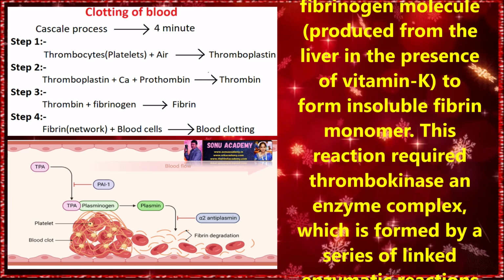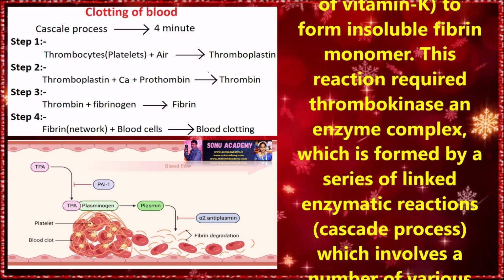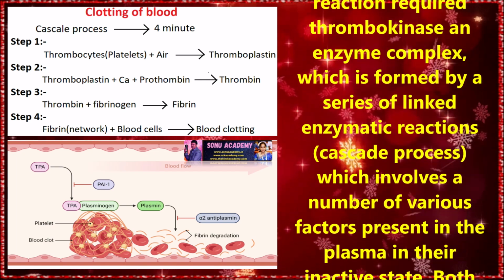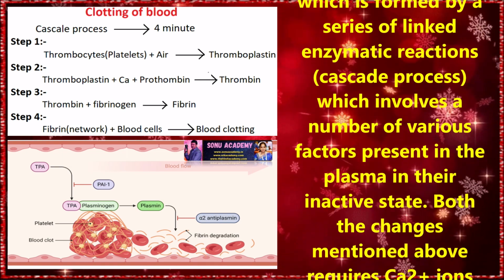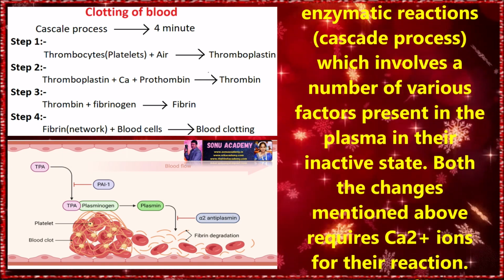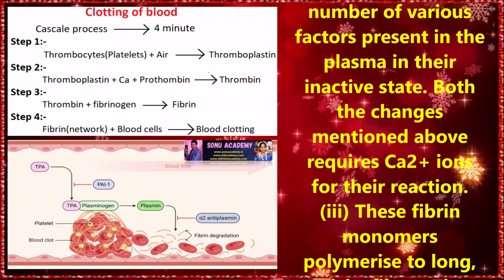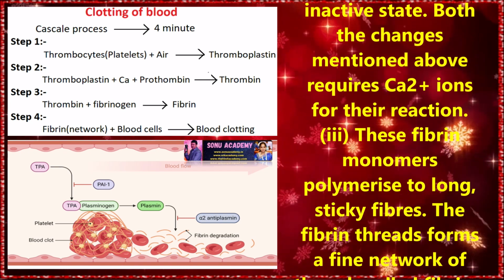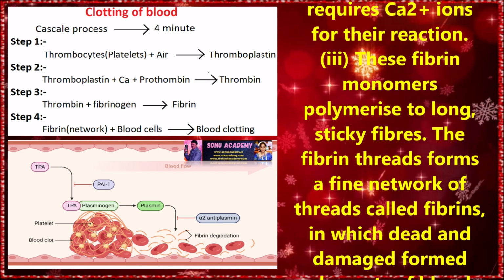proteolytic enzyme to convert fibrinogen molecules to form insoluble fibrin monomer. This reaction requires thrombokinase, an enzyme complex which is formed by a series of linked enzymatic reactions that involve a number of various factors present in the plasma in their inactive state. Both the changes mentioned above require Ca2+ ions for their reaction.